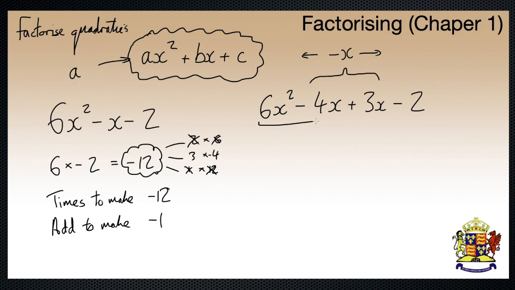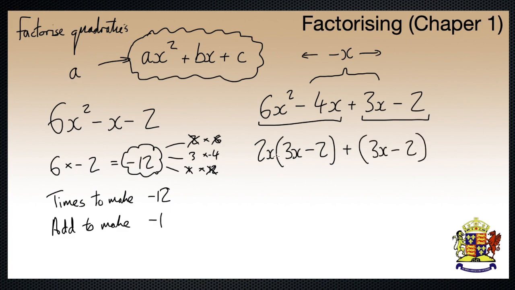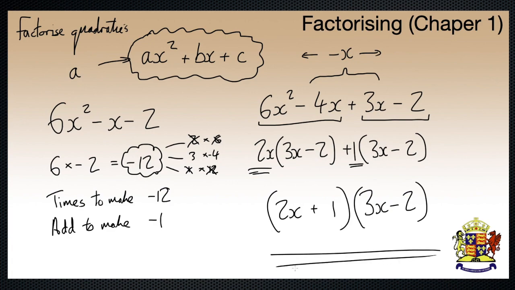So what I'm going to do is group them like this and expand. If I factorize this first bracket, I get 2x brackets 3x minus 2. I then look at the second bracket and I think, well, actually I can't factorize this bracket, so I'm going to leave it as it is. Now, clearly one of my factors is 3x minus 2. My other factor must be this term here, 2x, and this term here, which is 1. So I get 2x plus 1 and 3x minus 2.